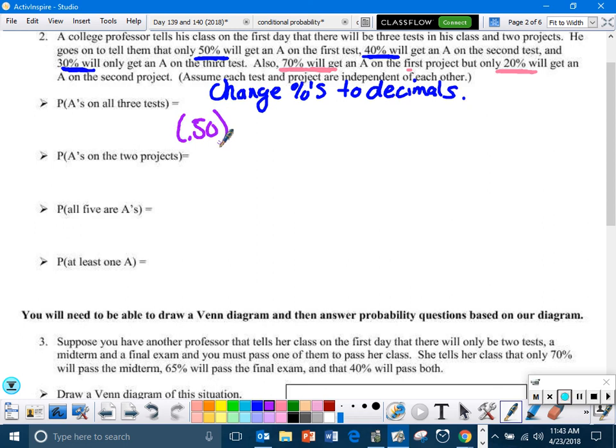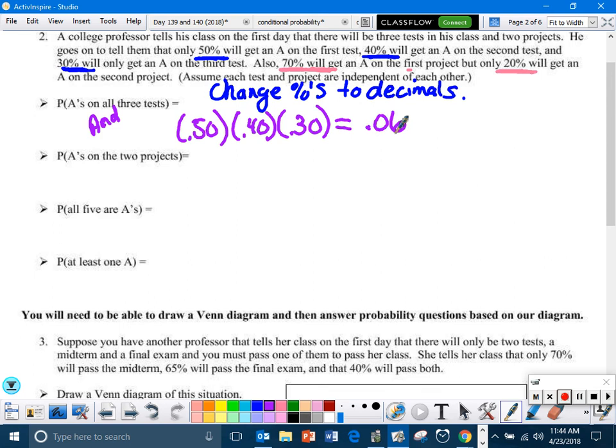Now, this is an AND situation, so this is rule number 5. We multiply the 3 together. You get an A and an A and an A. Notice I'm using the word AND. So 0.50 times 0.40 times 0.30. So to get an A on all 3 tests, your probability is 0.06.